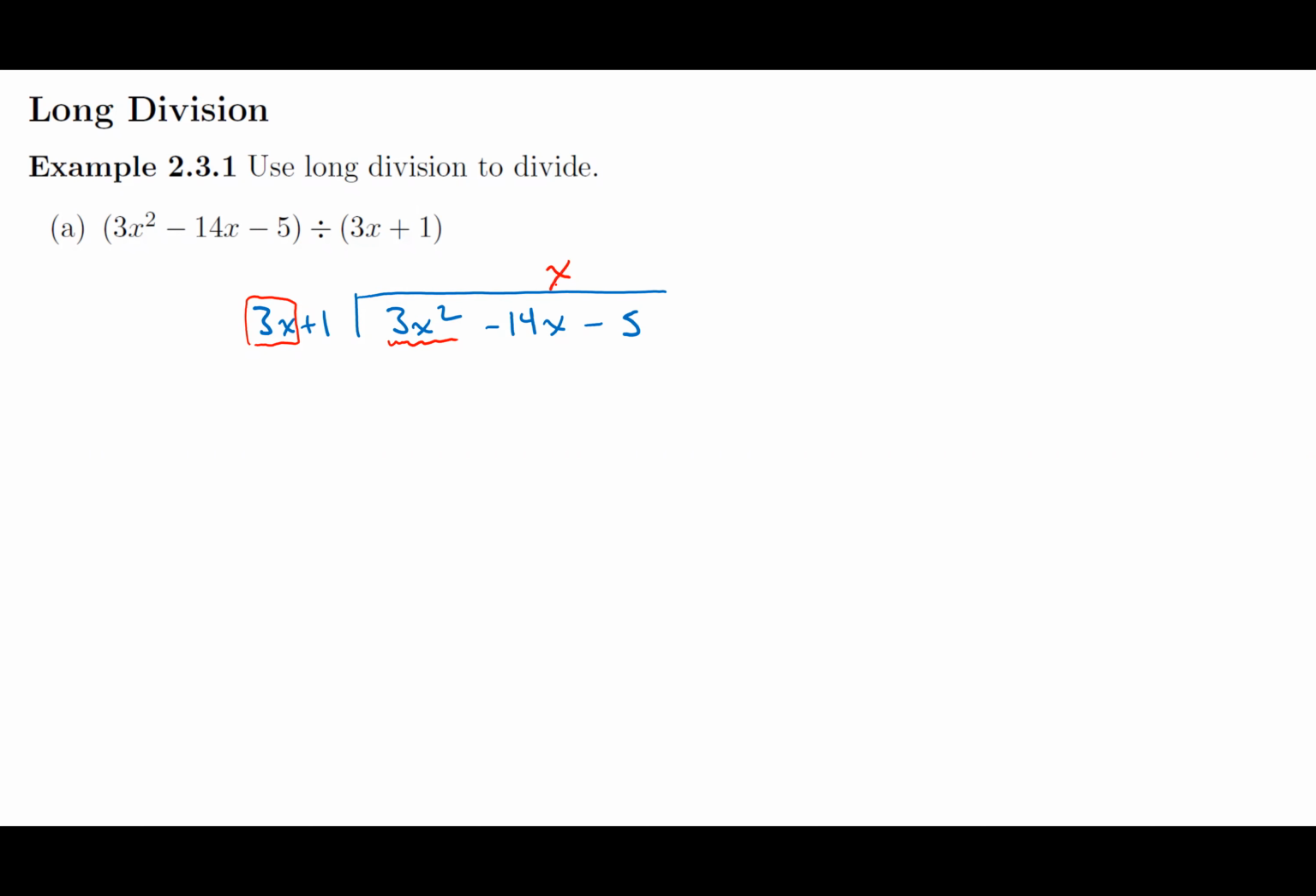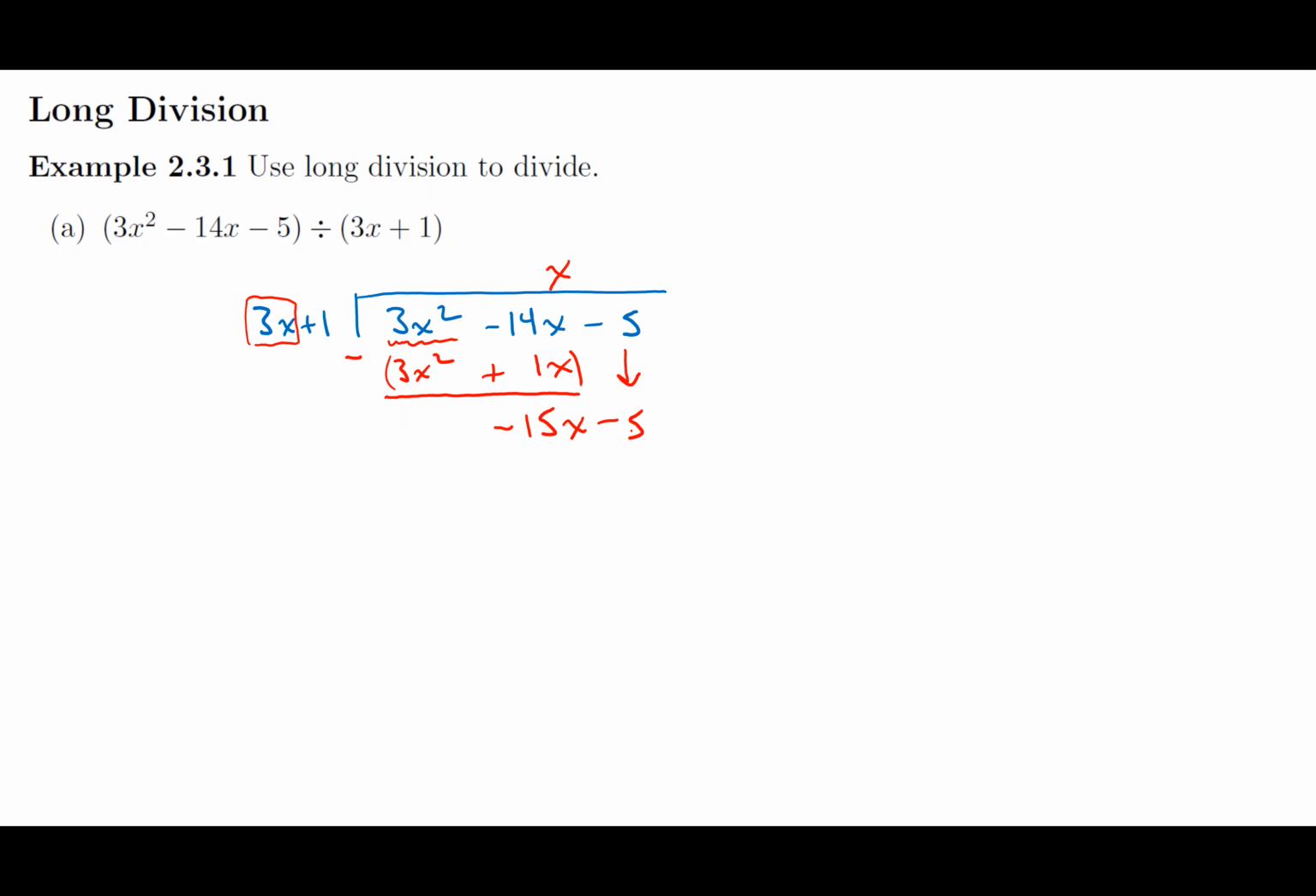So x. Now I multiply. X times 3x is 3x squared. X times 1 is 1x. Well, after you multiply, just like with any other long division, you subtract, okay? And when you subtract, really keep in mind that you're subtracting all of this. So I've got a 3x squared minus 3x squared, and I've got a negative 14 minus 1. So that gives me a negative 15x, and then we bring down, okay?